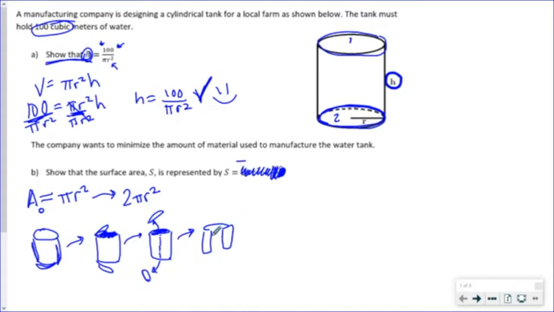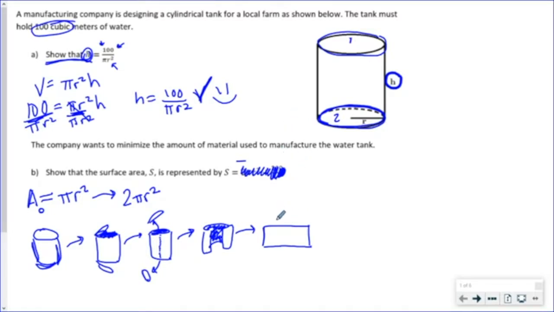Pretend it's a Chef Boyardee wrapper. If I keep unraveling this, I'm going to get a rectangle. Now, how do you find the area of a rectangle? Oh yeah, somebody said, length times width. I'm sure at least one of you said that. Dear God, I hope one of you said that.